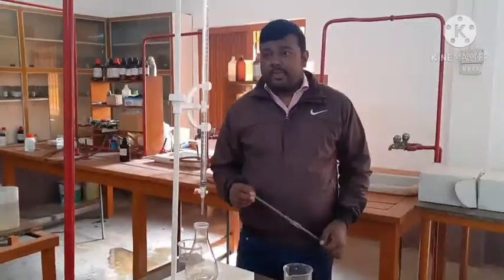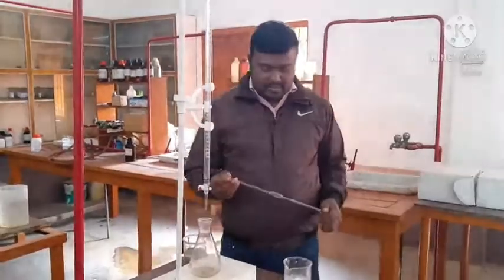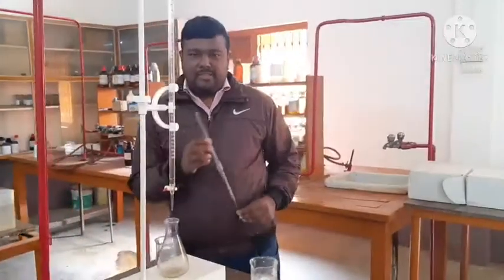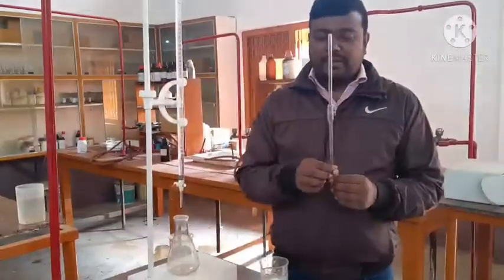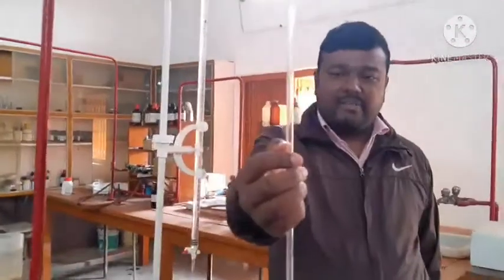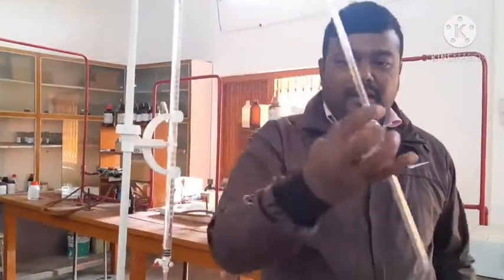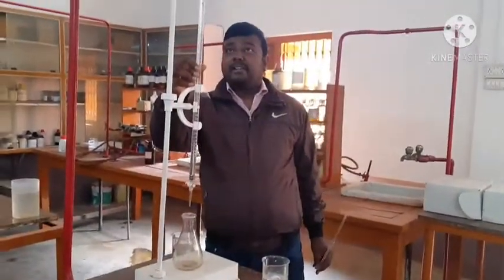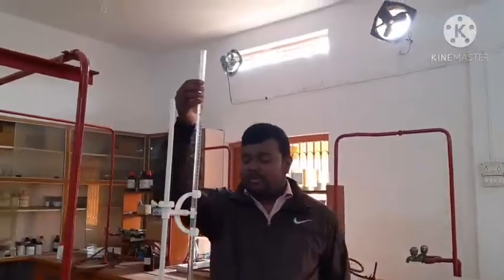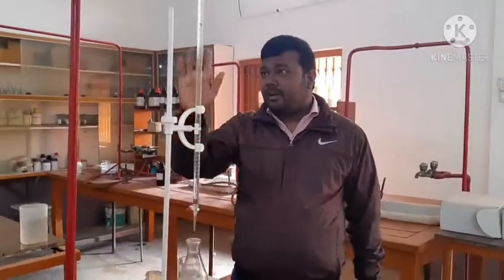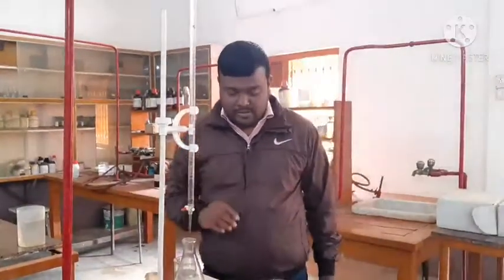Now this is totally new for you. First thing you have to remember, this is called a pipette. This is a 10 ml pipette, and there is a mark, up to this mark is 10 ml. Also, this is called a burette, and it goes up to 50 ml. It starts from 0 to 50 ml, that means it measures a 50 ml volume of solution.